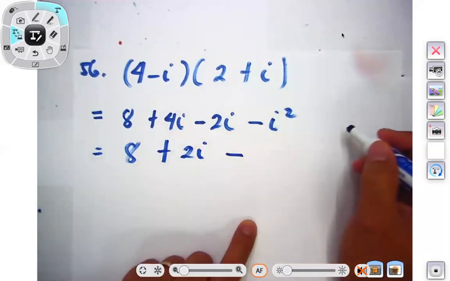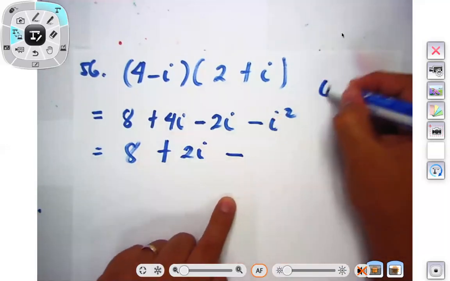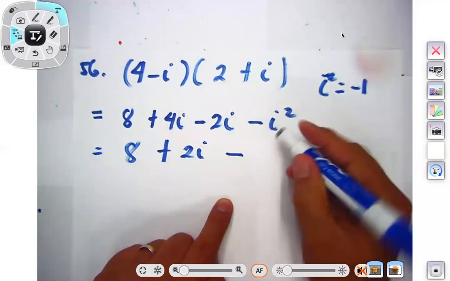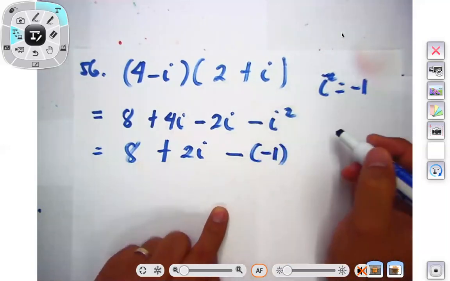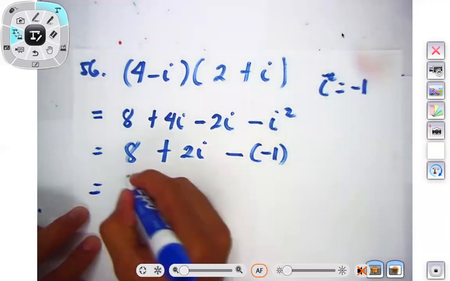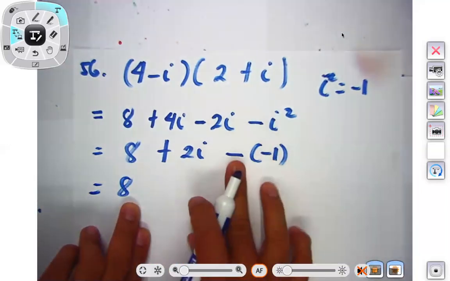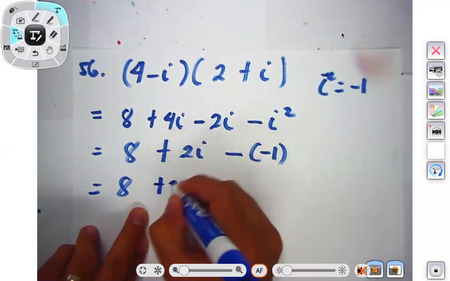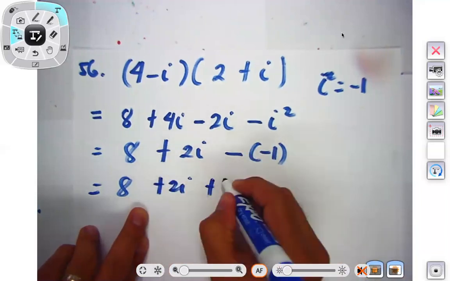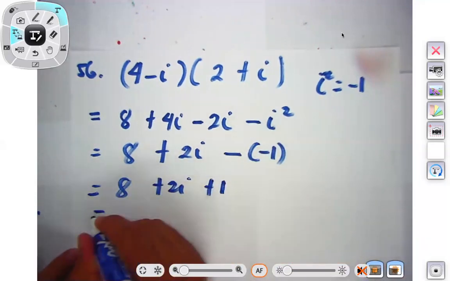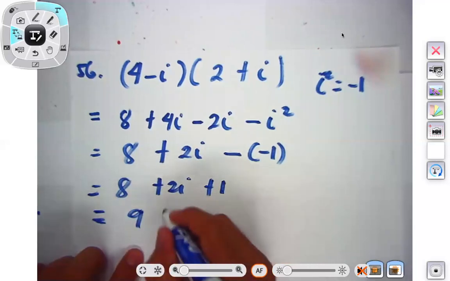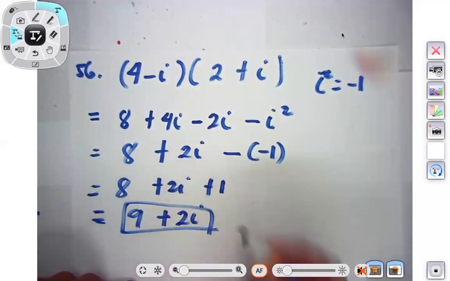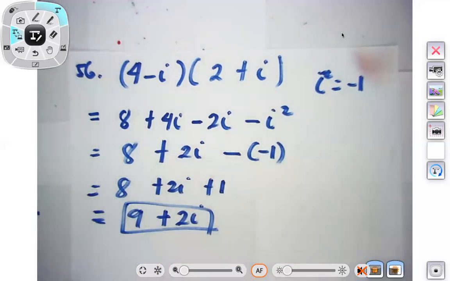Then whenever you encounter i squared, like I said, we know that i squared is equal to negative 1. So i squared is negative 1. Then we have 8 plus 2i minus negative 1, which is plus 1. So 8 plus 1, you have 9 plus 2i. And it's now a complex number, 9 plus 2i.